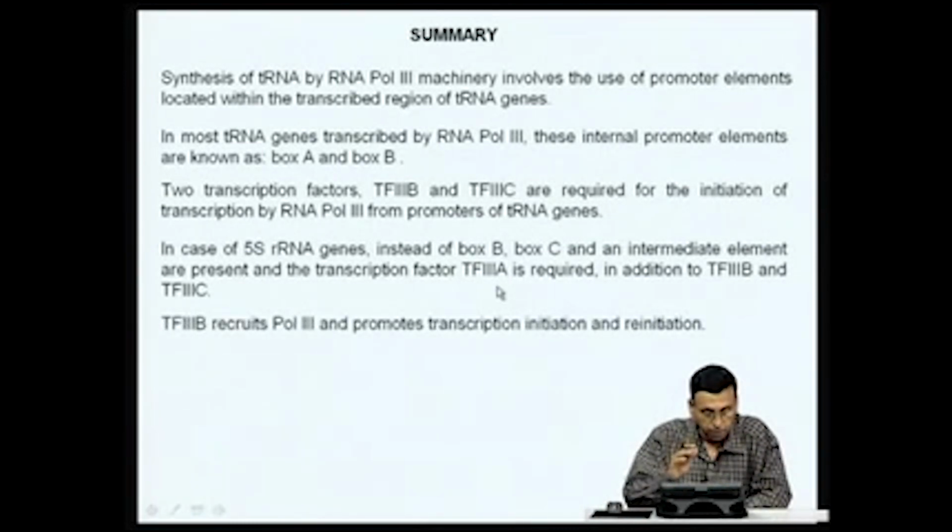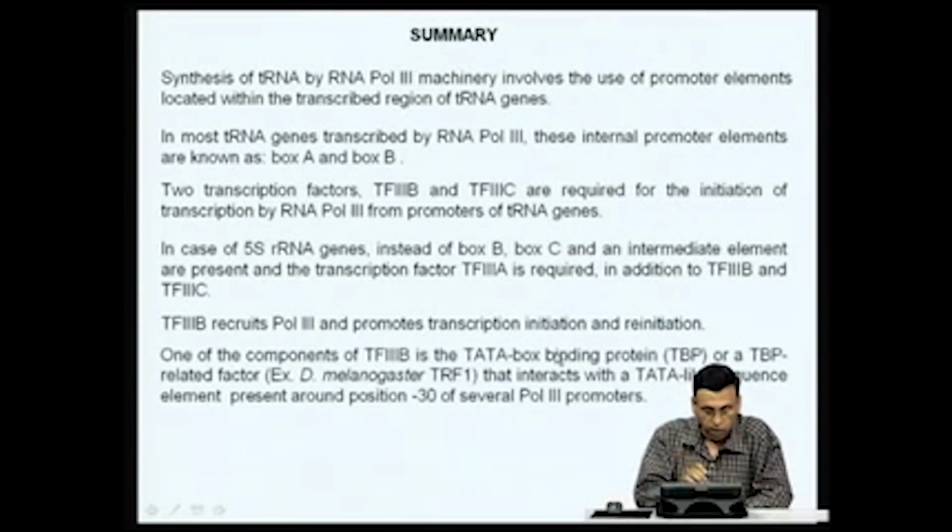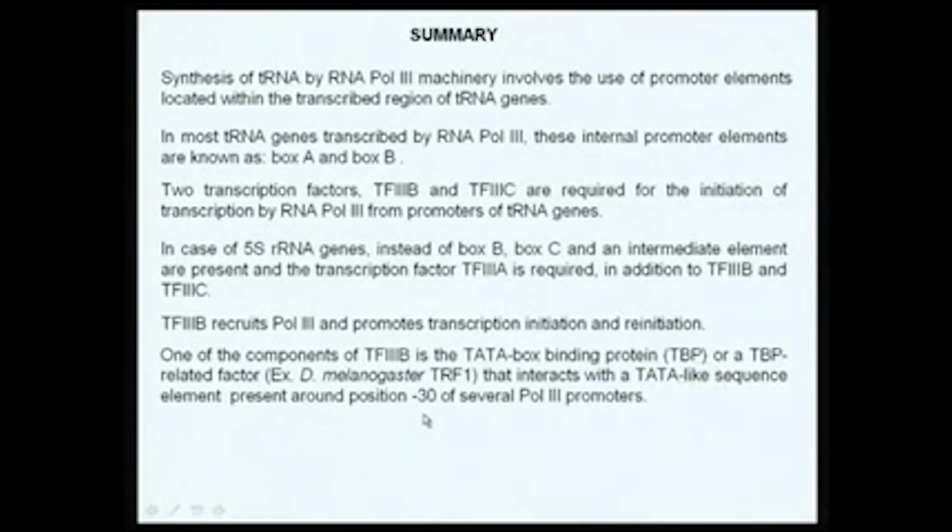The TFIIIB basically recruits RNA polymerase III and promotes transcription initiation as well as reinitiation. One of the components of TFIIIB is the TATA binding protein, and also in the case of Drosophila melanogaster, there is a protein called TBP-related factor or TRF1, and these actually interact with the TATA-like sequence, which is usually present around the minus 30 region from the transcription start site in many of the Pol III promoters.